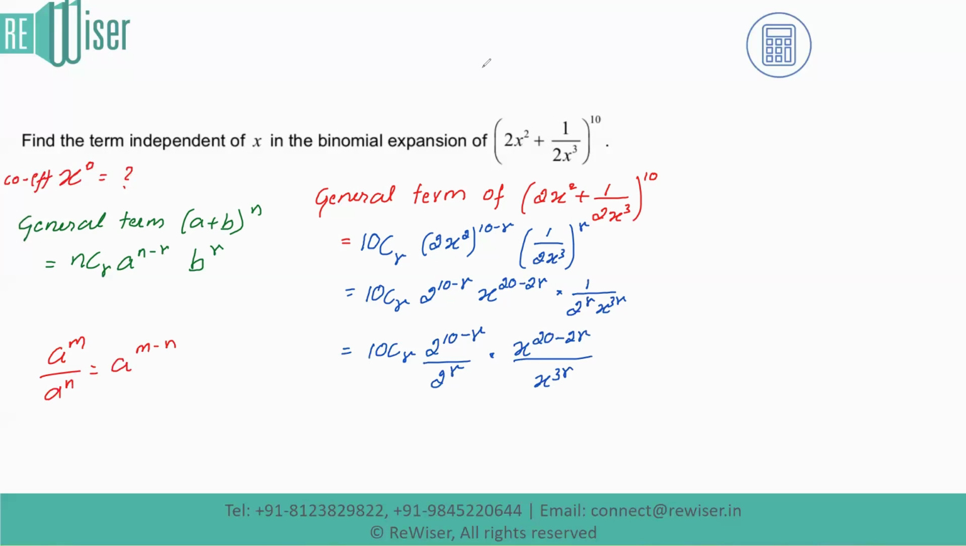Keeping this law of indices in mind, these statements can be written as 10Cr into 2 to the power of 10 minus 2r, because 10 minus r minus r is 10 minus 2r, multiplied by x to the power of 20 minus 2r minus 3r, which has to be 20 minus 5r.